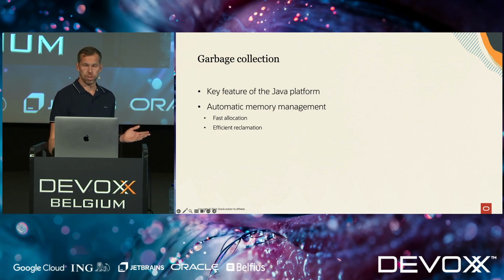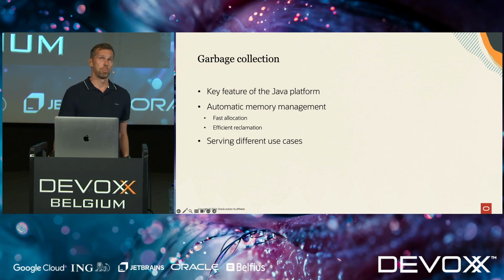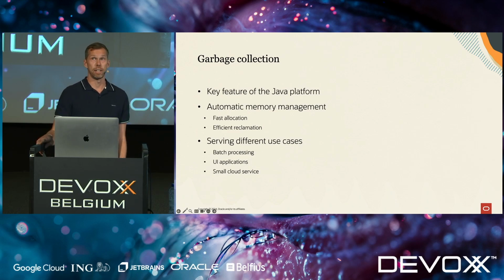But first, I want to talk about the reason for having multiple GCs. We sometimes hear, why do I have multiple? Why not just have one that does everything? The main reason is that the Java platform is so large, it supports so many different use cases, that it's extremely hard to have a single GC that can solve all the problems. We need to be able to handle batch processing, UI applications, small or large cloud services, or basically anything should be able to be handled by the Java platform. And it's extremely hard to create a GC that's optimal for all those use cases.